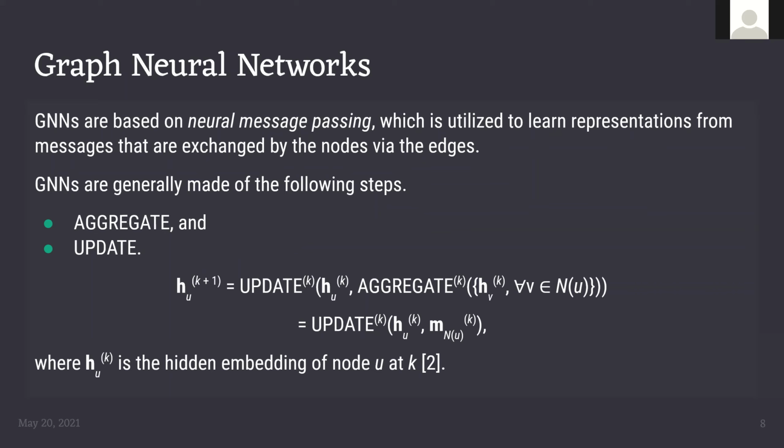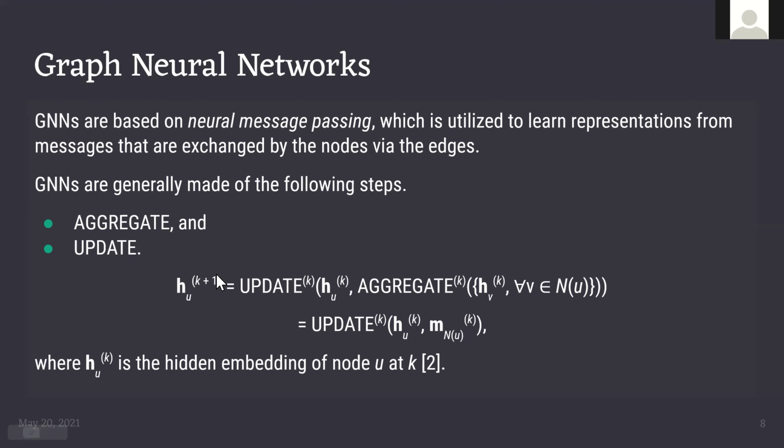The first one is the aggregation, and the second one is the update. With the aggregation, what happens is basically that the target node for which we are learning a representation collects some extra information from the nodes it is connected to. Then in the update step, this information is used to update the node representation.